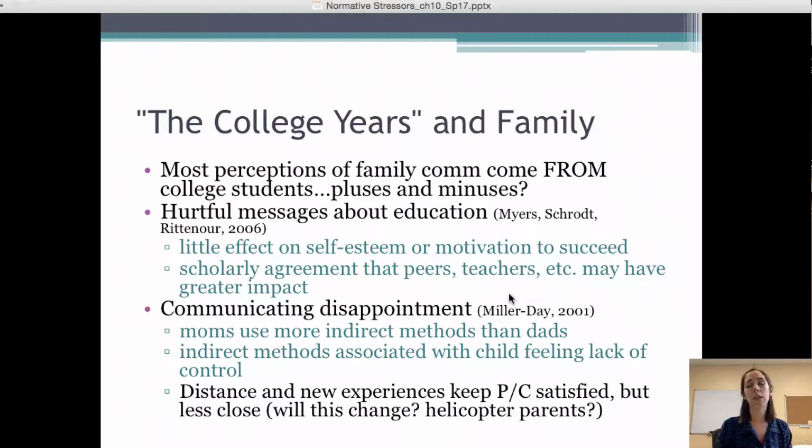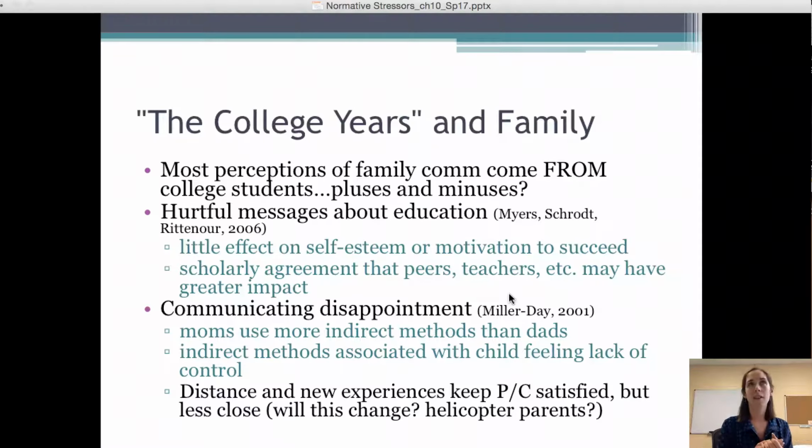Distance and new experiences keep the parent-child bond satisfied. So when students are in college and advanced degrees, they tend to be less close with their parents, but to be happier with that lessened closeness. So closeness and satisfaction often go together, but we see here sometimes they are negatively correlated. It happens with in-laws sometimes too. But will this change? I don't know.